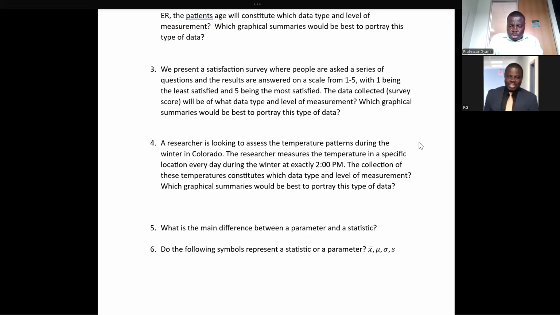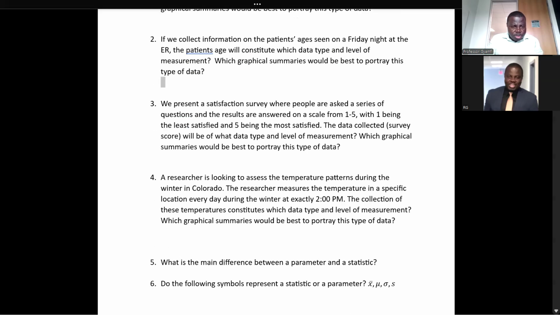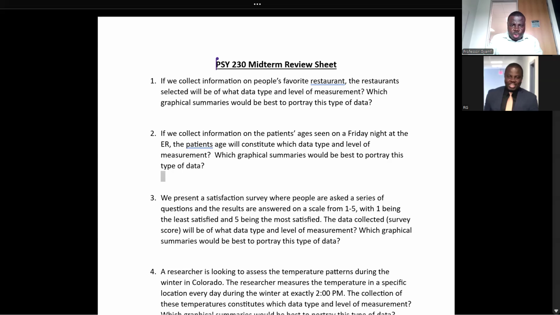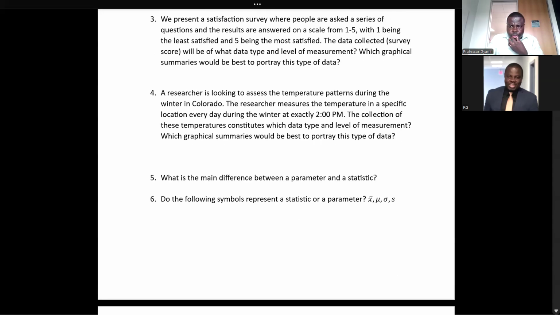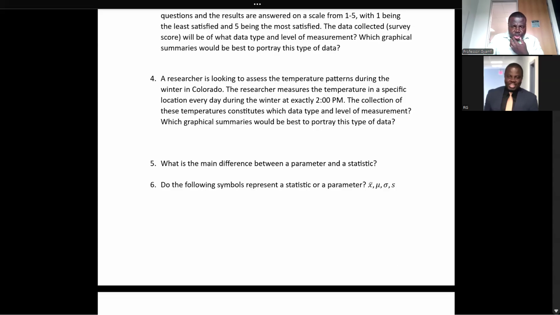Now, in the midterm study guide, the first few questions are reading problems. So like number one, number two, number three, those are looking at the types of data and then the levels of measurement. So that I'm going to leave it to you. The difference between a parameter and a statistic, I'm going to leave that to you again.